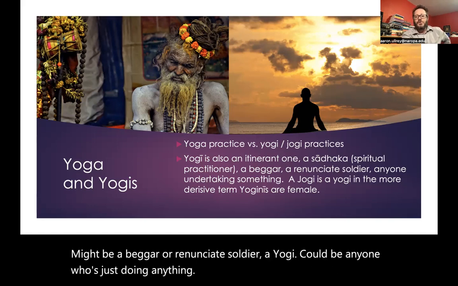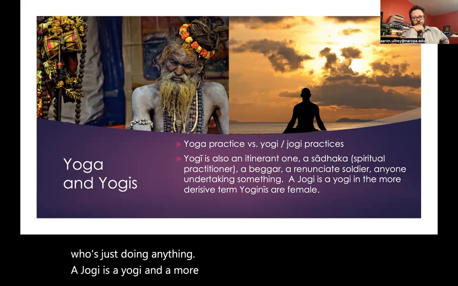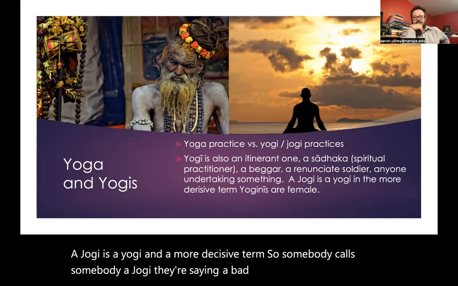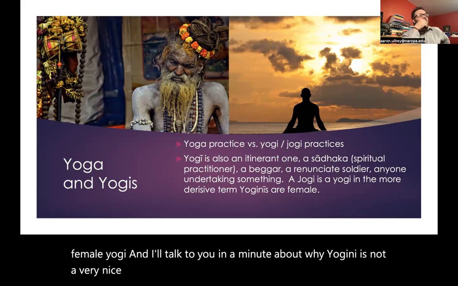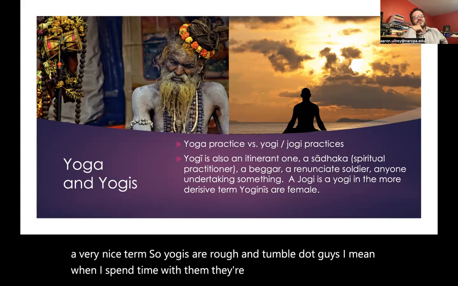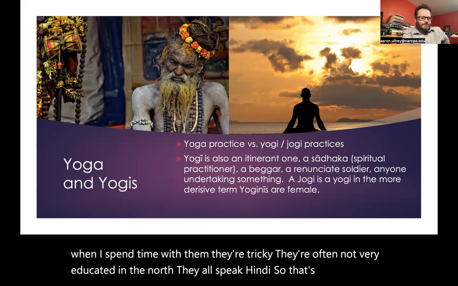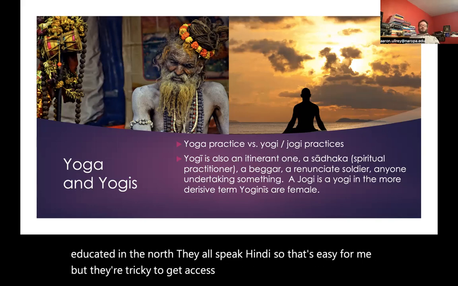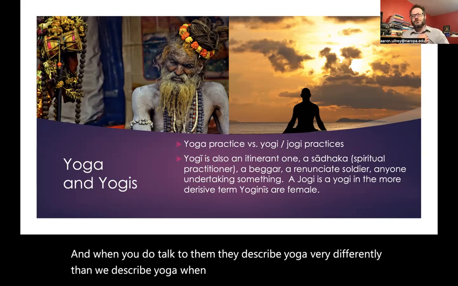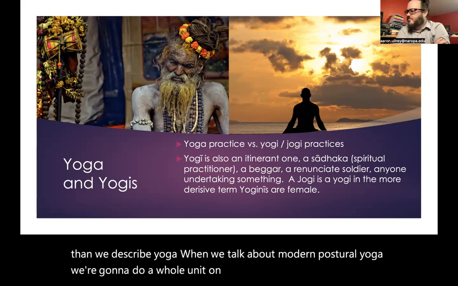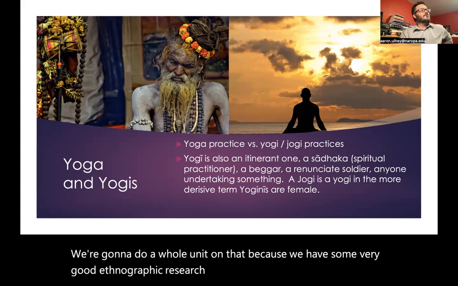A jogi is a yogi in a more derisive term. So if somebody calls somebody a jogi, they're saying a bad thing. And the term yogini is a female yogi, and I'll talk to you in a minute about why yogini is not a very nice term. So yogis are rough and tumble guys. When I spend time with them, they're tricky. They're often not very educated. In the North, they all speak Hindi, so that's easy for me. But they're tricky to get access to. And when you do talk to them, they describe yoga very differently than we describe modern postural yoga. We're going to do a whole unit on that because we have some very good ethnographic research from a contemporary scholar that I'm going to present to you.